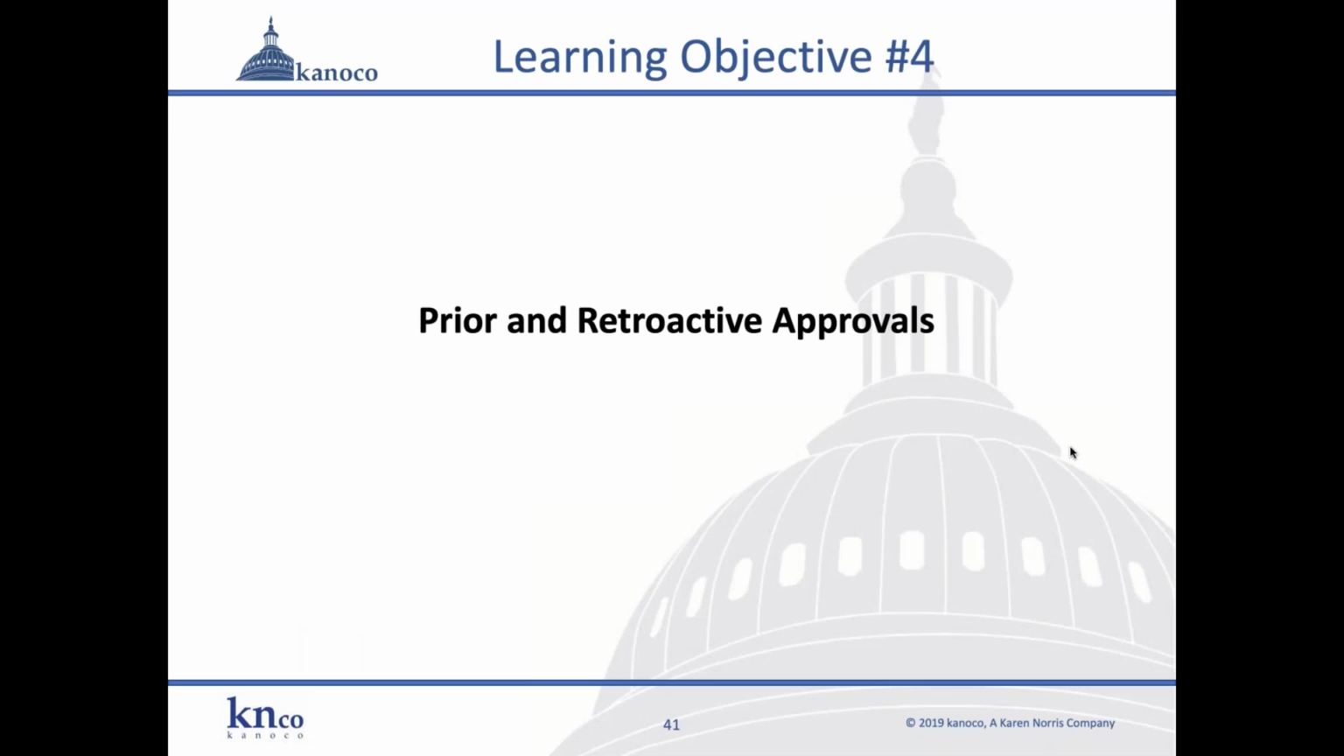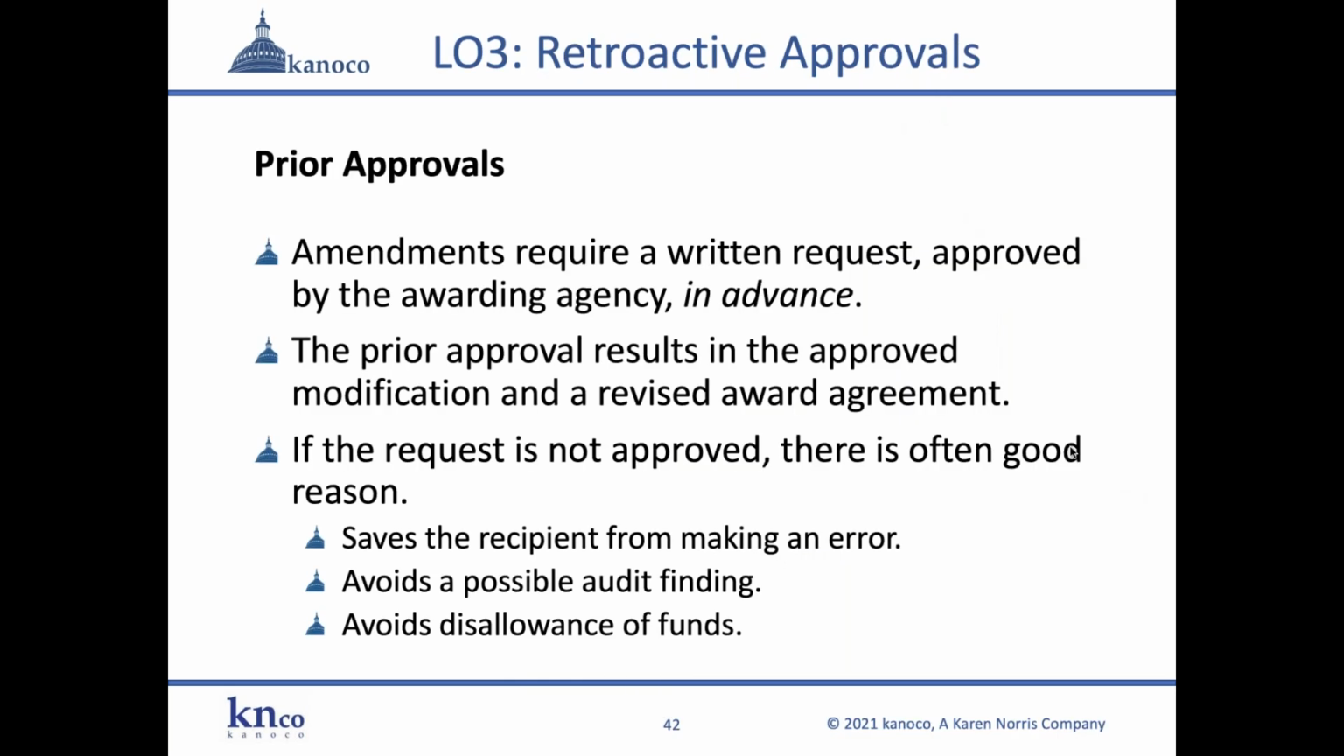So let's talk about prior and retroactive approvals. And this is the section where I give examples. So a prior approval: amendments require a written request approved by the awarding agency in advance. There needs to be prior approval. Now this is very important, because the prior approval results in an approved modification and a revised award agreement.